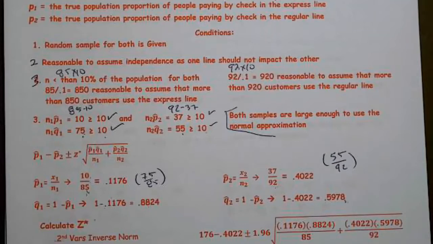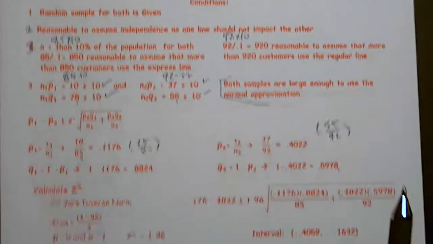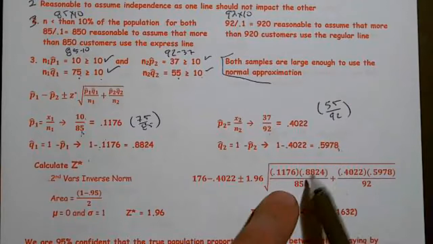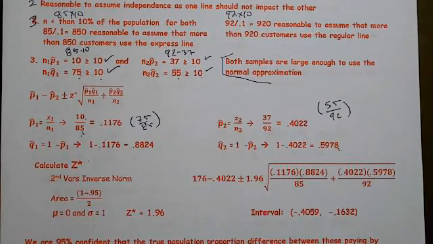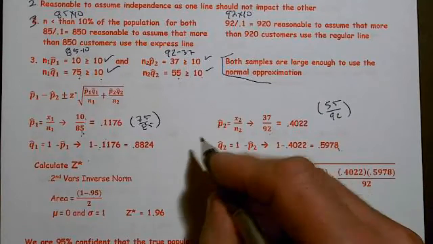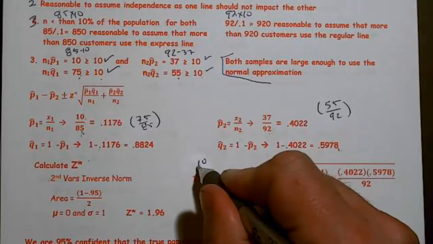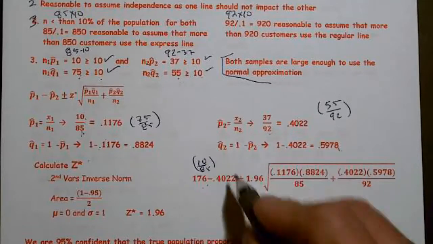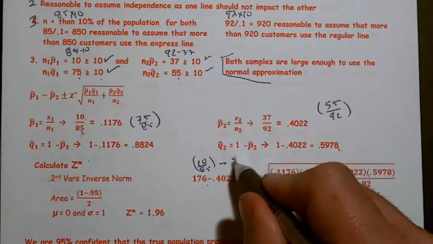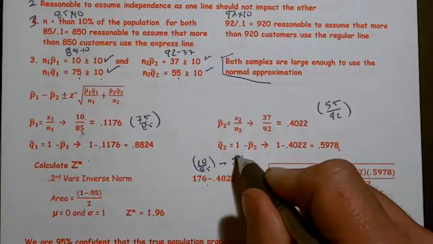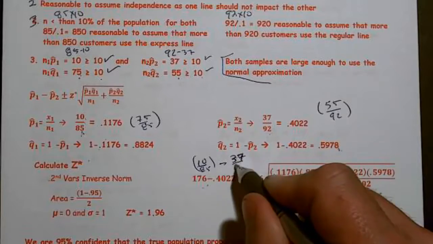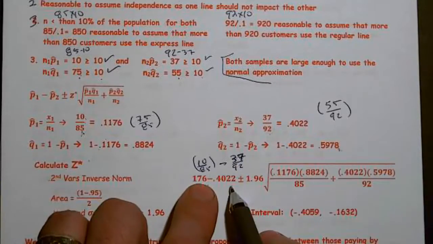You don't have to use the decimals, and actually, that is more accurate. I choose not to do it because it's hard for me to be that neat. However, it is more accurate. So if you want to use the decimal version or the fractional version, that's fine. Either one of those is accepted. And the same with that here. P hat 1, I could have written 10 over 85. And over here, I could have written minus 37 over 92. I could use that as well.